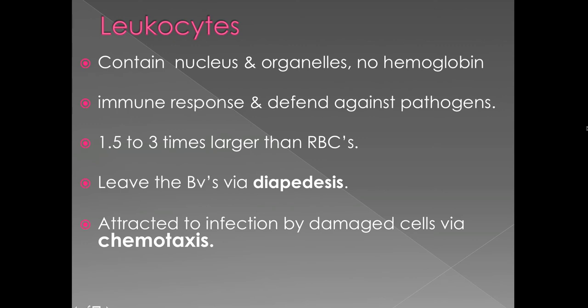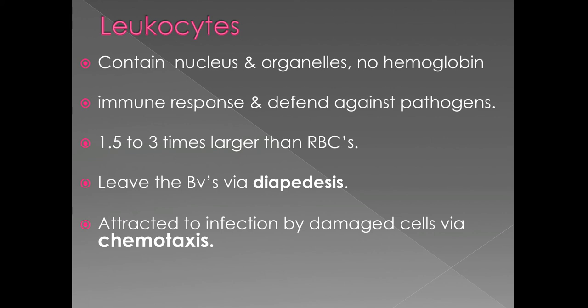Let's move on to leukocytes. So leukocyte is another term for white blood cell, and these are true cells. They contain a nucleus and organelles, but no hemoglobin, so they don't transport gases. They are involved in immune responses and help to defend us against pathogens. They're usually slightly larger than RBCs or erythrocytes, and they are able to move around, at least some of them, and exit the bloodstream when needed via a process called diapedesis.